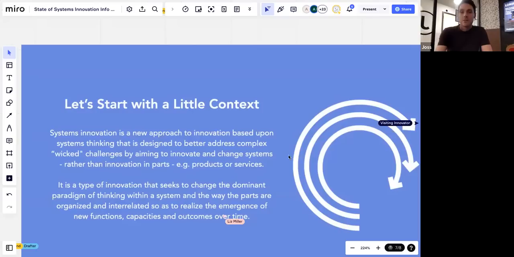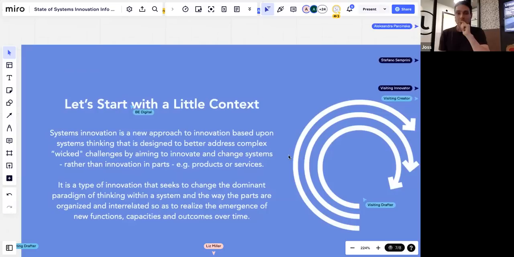It's a type of innovation that seeks to change the dominant paradigm of thinking within the system and the way the parts are organized and interrelated so as to realize the emergence of new functions and capacities, and ultimately a new system over time. So that's what we're talking about when we say systems innovation.